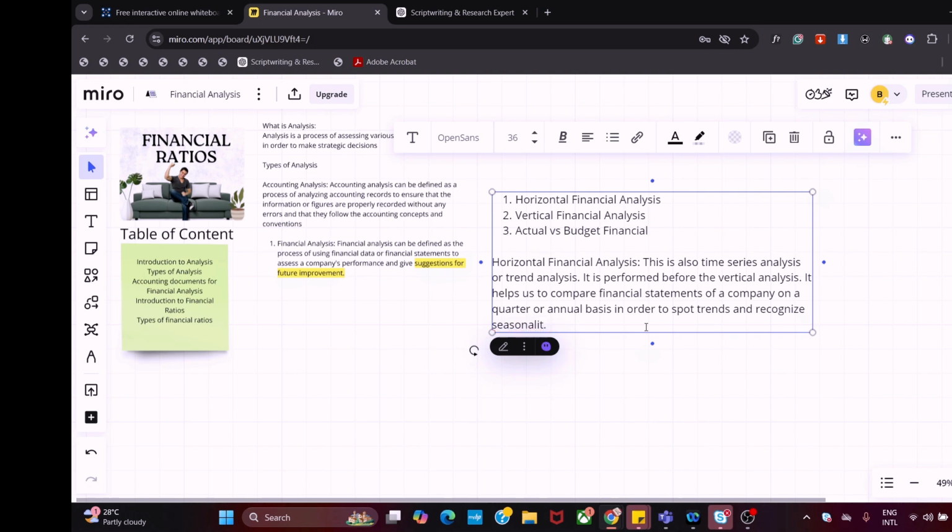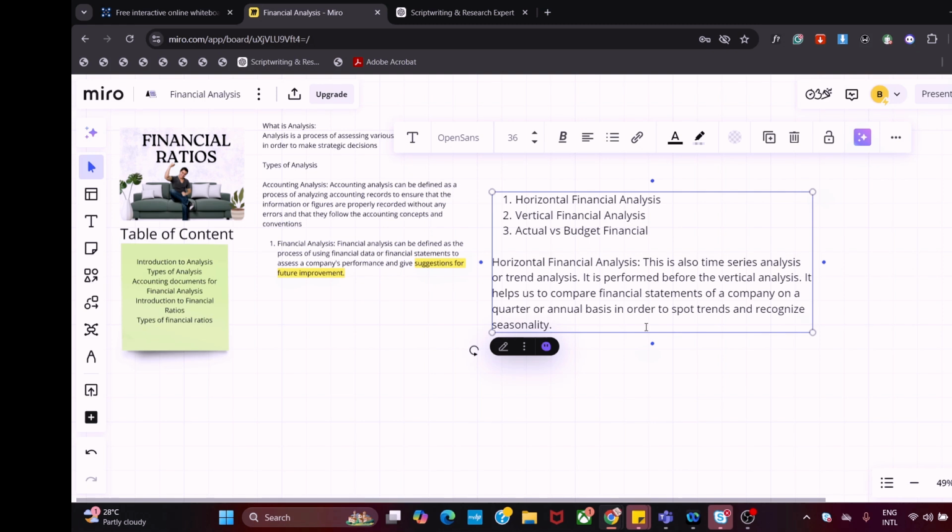When you are performing horizontal analysis, you are trying to compare or analyze the financial statements of the company over a long period of time. One thing you need to understand is that horizontal analysis is used by companies that have been operating for a very long period of time, maybe for 2 years, 3 years, 4 years, 5 years, and above. So this is where you use horizontal financial analysis.